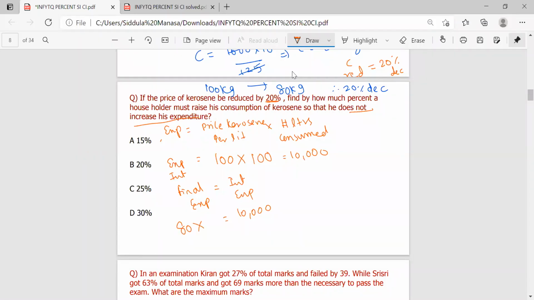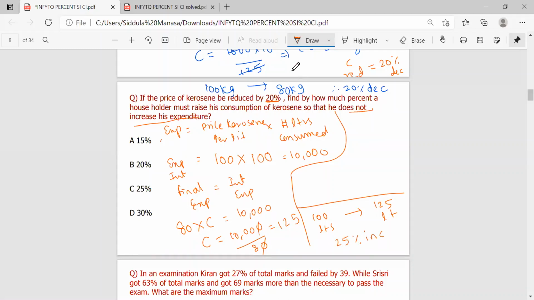Now how many liters do you consume now? We don't know. Let us suppose C liters you consume right now. So C will be equal to 10,000 by 80. So 0 cancels. 10,000 by 8 will become 125. So now what is your initial consumption? 100 liters. Now what is your final consumption? 125 liters. That clearly indicates a 25% increment.